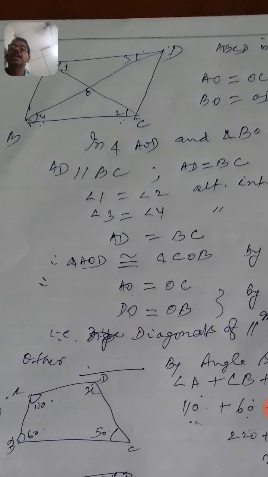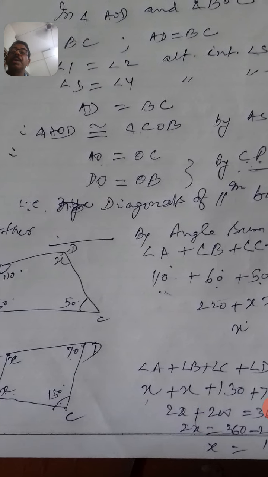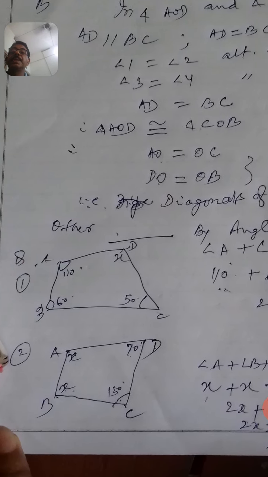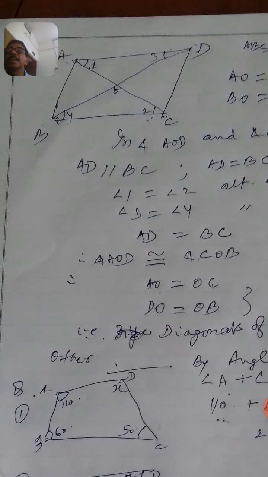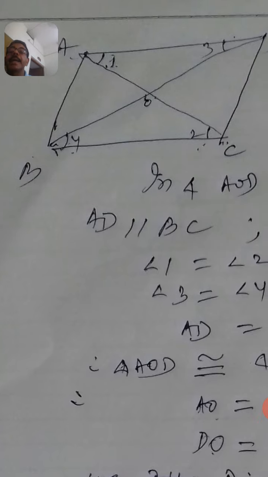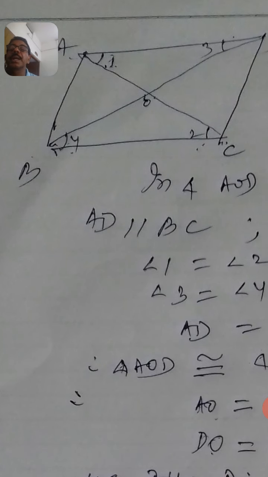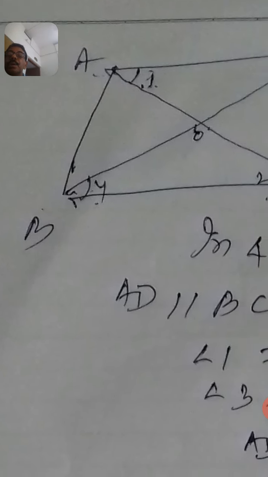For that, we have to take triangle AOD and COB. You know the criteria of congruence of two triangles. You see that AD is parallel to BC, so angle 1 is equal to angle 2 and angle 3 is equal to angle 4, alternate interior angles. So in triangles AOD and BOC, angle 1 is equal to angle 2, angle 3 is equal to angle 4, and AD is equal to BC.